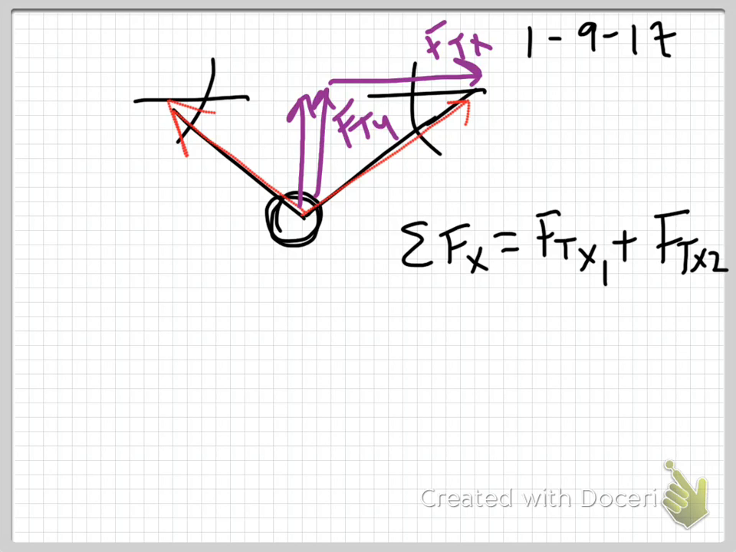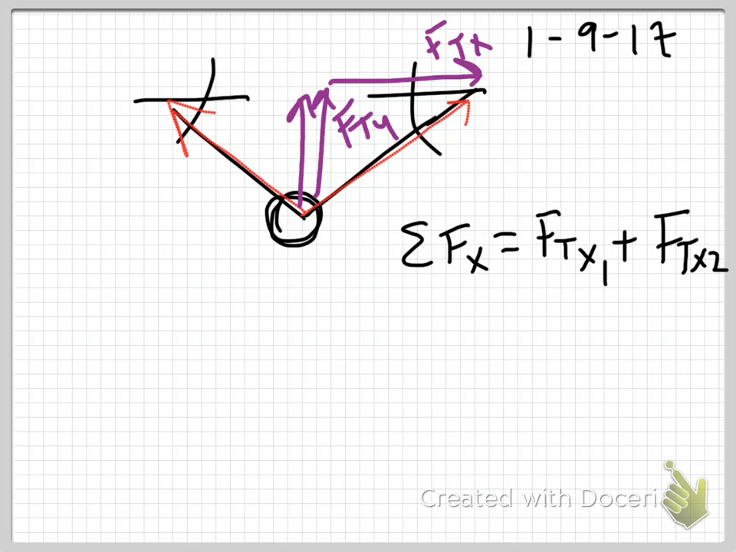Now let me ask you this. If I told you that this thing is just hanging there in space by these two cables, is there a net force on this thing on the x-axis? Remember, if it's not moving, net force equals 0. There is no net force. What does that mean about those two forces of tension? Equal and opposite. So they have to be in opposite directions.